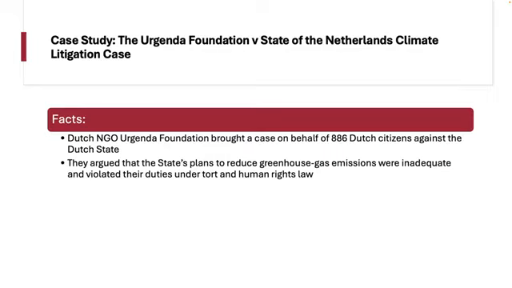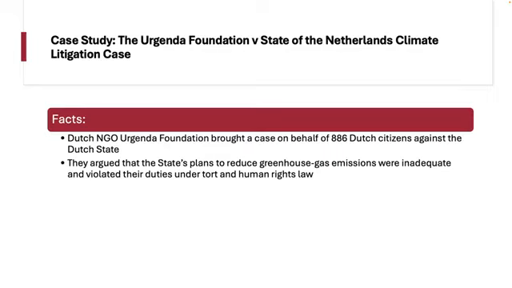And on the 24th of June 2015, the District Court of The Hague ruled that the Netherlands had a duty of care to its citizens and ordered a much greater reduction of CO2 emissions, of at least 25% compared to 1990 levels by 2020.